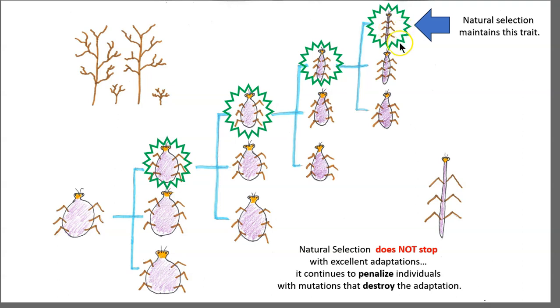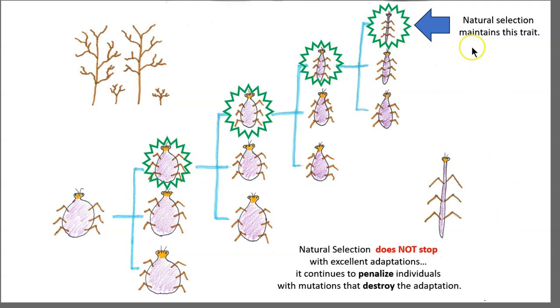Now at this point, natural selection does not stop with an excellent adaptation like this. It continues to penalize individuals with mutations that destroy the adaptation. So if we were to continue the bracket diagram, the next generation, maybe all the individuals look really thin. But selection doesn't stop, because even thin individuals are going to have offspring, some of which will have mutations that will make larger bodies, thicker bodies. And it's those individuals in each generation that will be weeded out by natural selection.